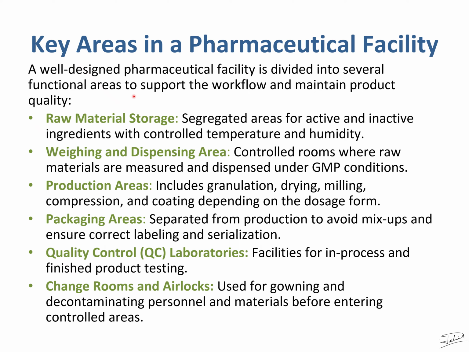For example, raw material storage: controlled temperature and humidity is needed, and here facility layout is needed. Then the weighing and dispensing area, that is the dispensing department. Here, it is a control room where raw materials are measured and dispensed under GMP conditions. Here, facility layout is needed. Then the production area, obviously the granulation, drying, milling, compression, coating, all depend on the layout design. Then the packaging area. Product is in contact with the packaging area also, so here also facility layout is needed.